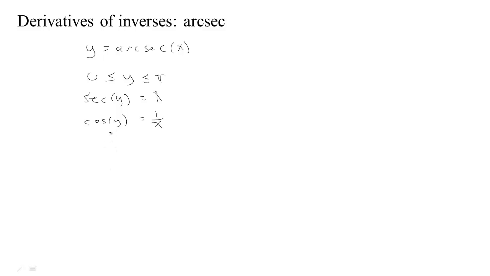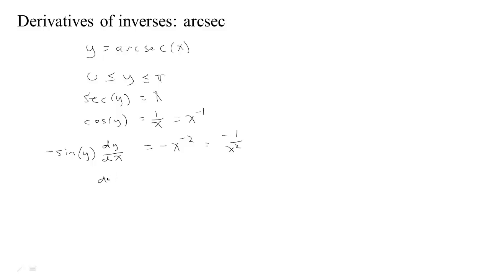Let's use implicit differentiation. We'll take the derivative of both sides with respect to x. Now 1 over x is x to the negative 1, so the derivative of this side is going to be negative x to the negative 2, or negative 1 over x squared. On the other side, the derivative of the cosine is the negative sine, and then we multiply by the derivative of that inside function. Since y is a function of x inside cosine, the chain rule says you take the derivative of the outside, evaluate the inside, times the derivative of the inside.